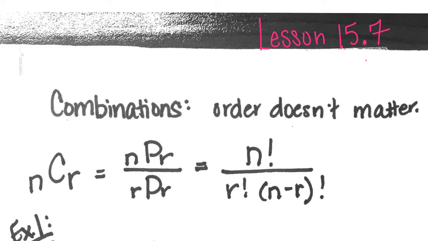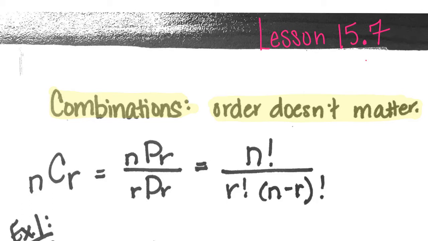Right, Algebra 2, we are moving on to combinations. Combinations are very similar to permutations, but you will see the one big thing that differentiates them. In combinations, order does not matter. And just like they gave you a formula for permutations, they gave you one for combinations.